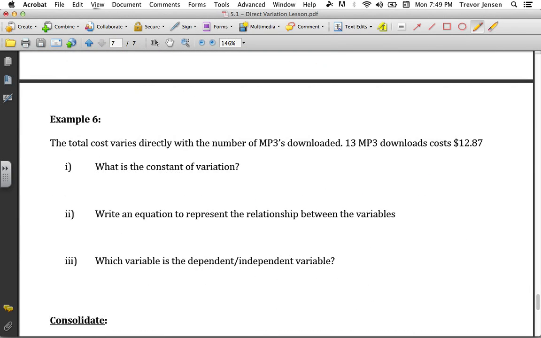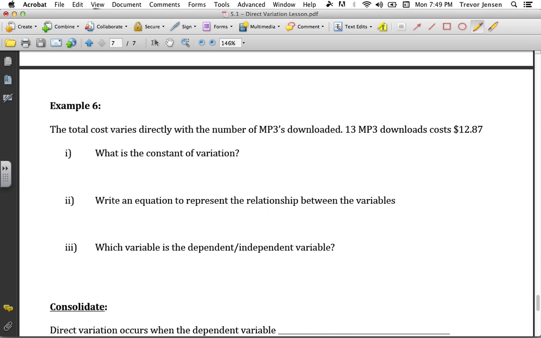Alright, next example, same type as the previous example. The total cost varies directly with the number of MP3s downloaded. So once again, it'll tell you in the question that it's a direct variation by telling you this. It varies directly. That means direct variation. And that also means that the cost depends upon the number of MP3s downloaded. So those are my two variables, cost and number of MP3s downloaded. So cost is dependent, it's y, and number of MP3s downloaded is independent, it's x. So the cost depends on how many I download, and that makes sense.